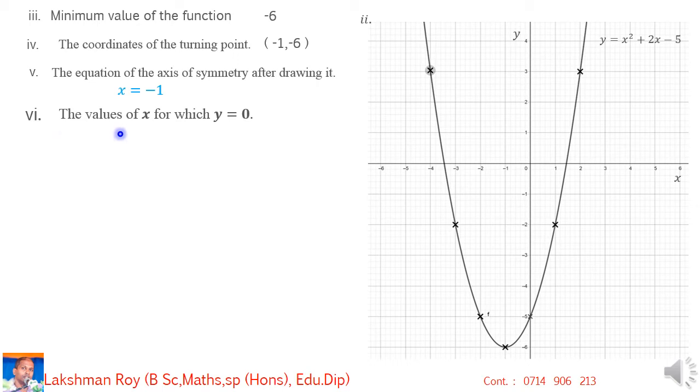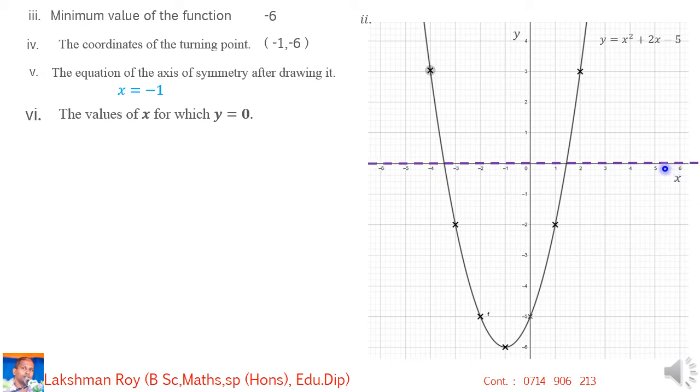The values of x for which y is equal to 0. Let's see here, we need the x values. How? The function y is equal to 0, right? So let's see the graph. So this is the line, the y value, see here, the y value is 0, right? This is the y equals 0 line.